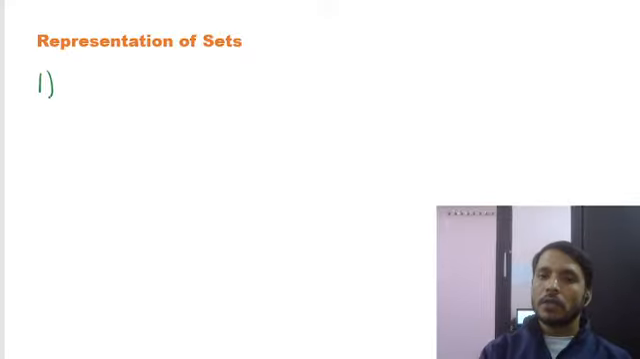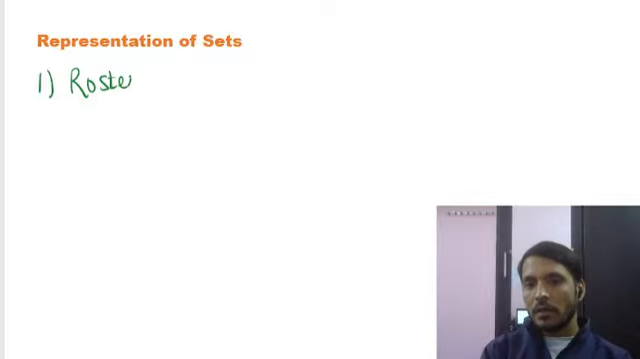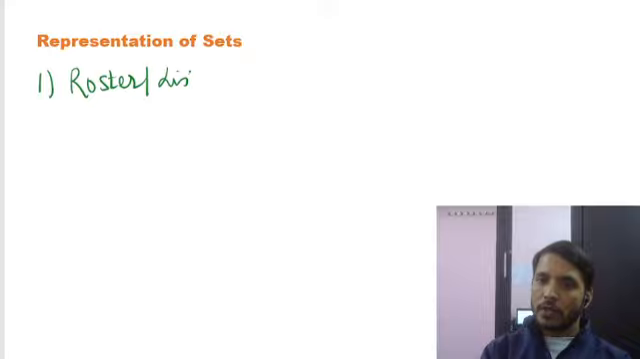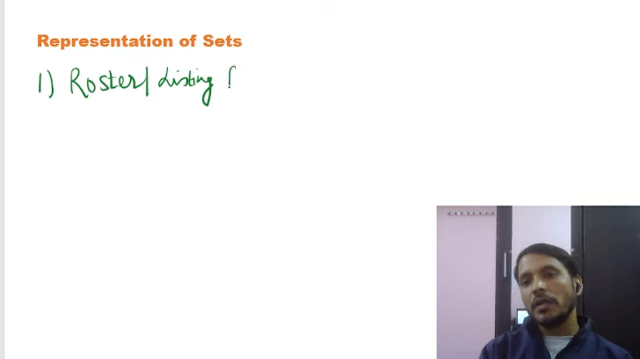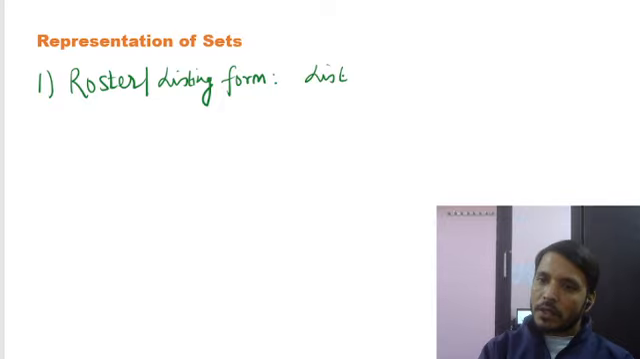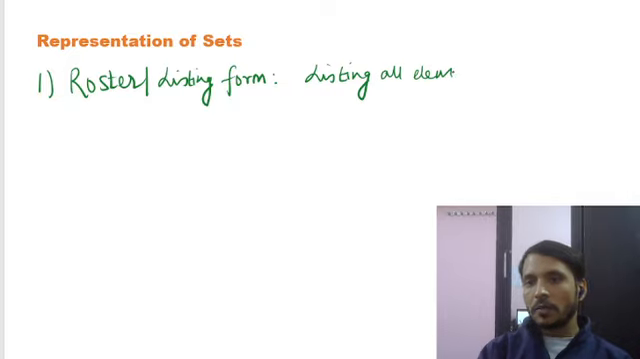That is, the first way is called the roster form, and another name for this is listing. This is actually a common name, right? By the word listing, we can understand listing method or listing form. It means here we are listing all the elements of the set. Listing what? All the elements, each and every element of the set. Like we wrote in the previous slide.